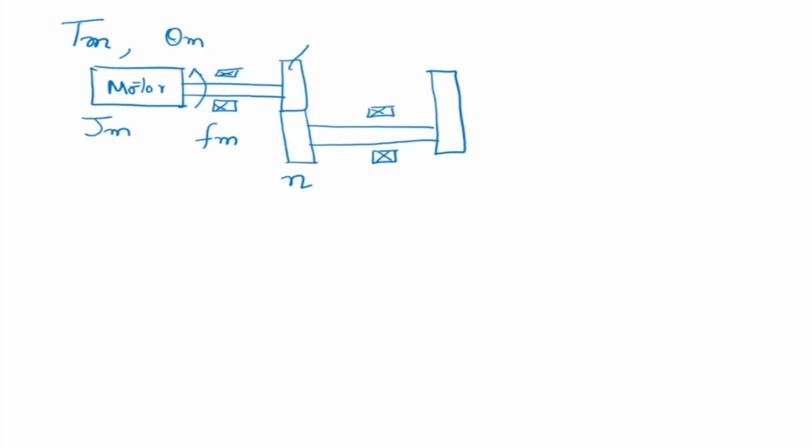Then there is gear 1. This is N1, gear 1, and N2 is gear 2, which has a gear ratio of N. Then on the link side we have a bearing again, and theta L is the rotation angle here. There is a bearing with Fl, the friction coefficient here. Then this is connected to a link, and at the link it produces a torque, which is tau L. Then we have the link inertia, JL.